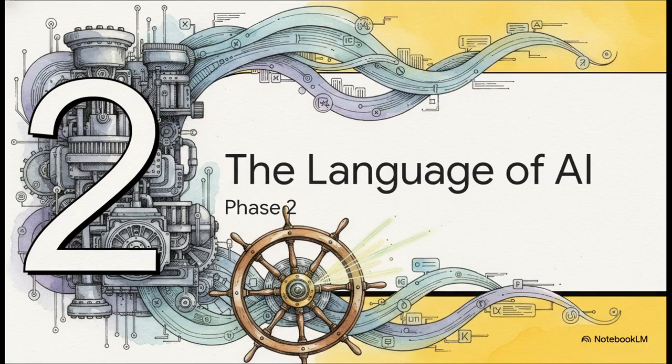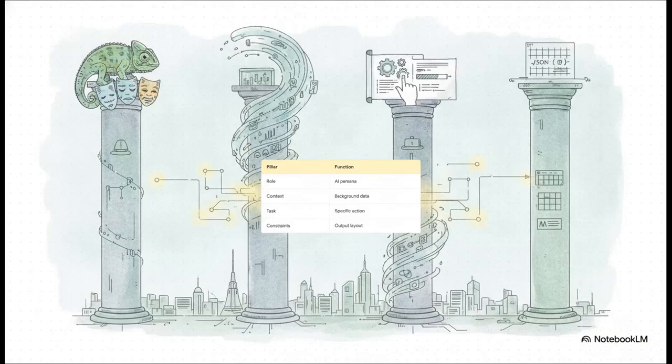Okay, moving right along to Phase 2, the language of AI. Look, a lot of people treat AI like a glorified search engine, and honestly, that's a massive mistake. To get professional-grade, high-level output, you need to structure your prompt across 4 actionable pillars. First, you've got to tell the AI exactly who to be, give it a role. Second, you need to give it context. Third, you give it a highly specific task. And finally, constraints. This dictates what it must not do, or exactly how it should format the output, like asking for a valid JSON object or a markdown table.